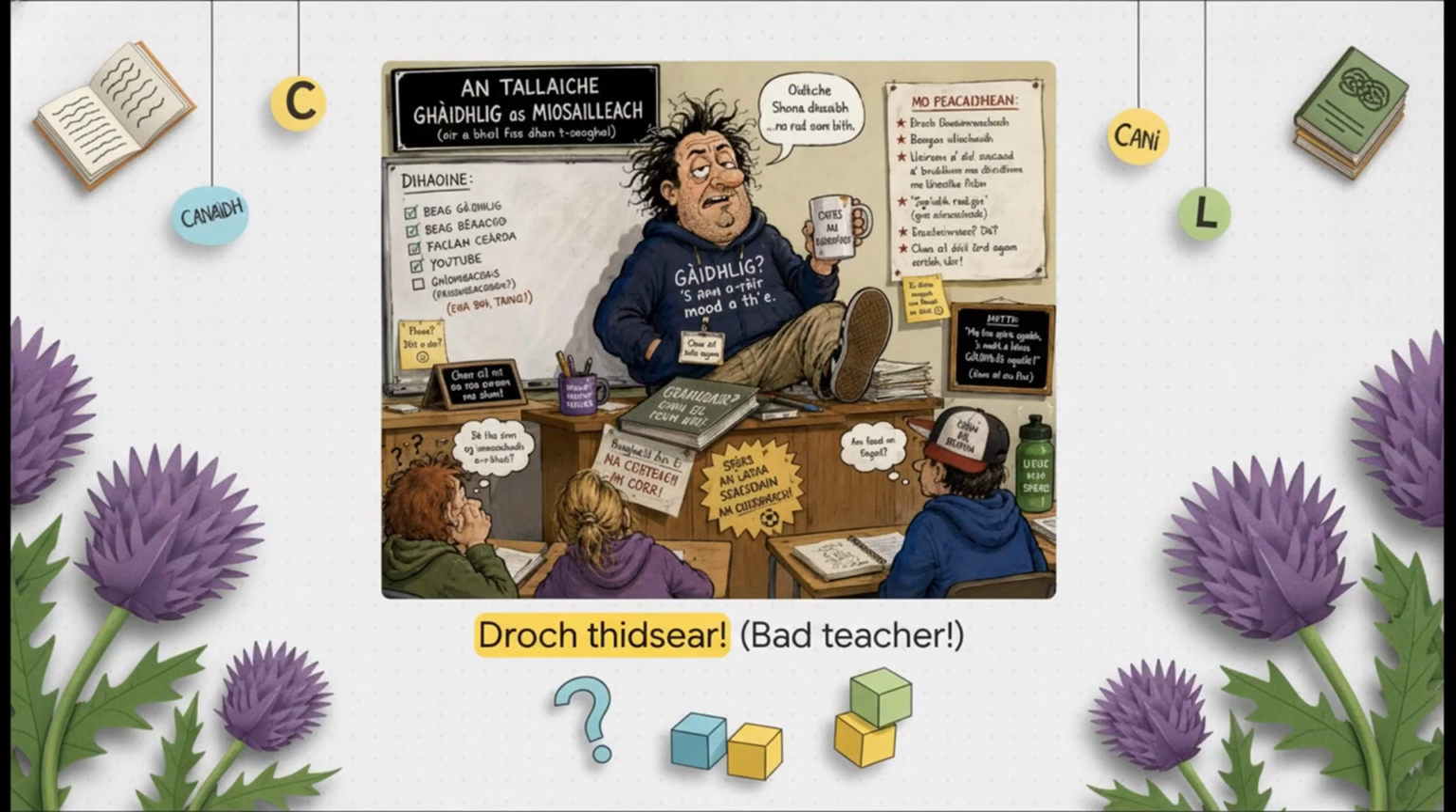All right, let's shift gears. Take a look at this grumpy teacher who's clearly had a very long day because his grammar is just all over the place. Our job here is to enthusiastically yell, "Droch thidisher," which means bad teacher, and correct his mistakes out loud. Let's see if we've actually been paying attention to those singular and plural rules.